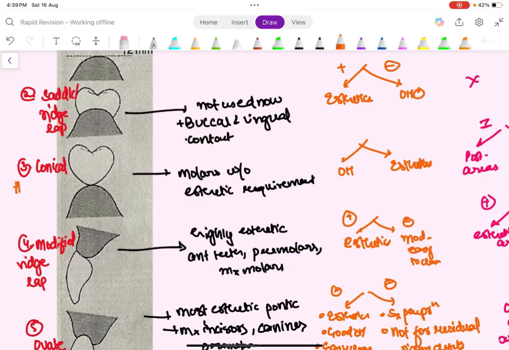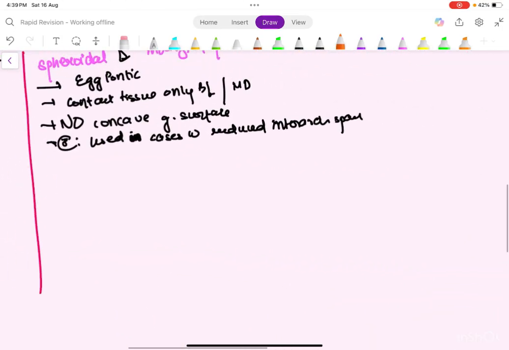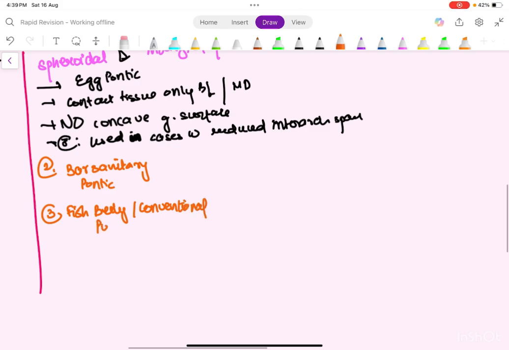Now over here in conical, I want you to know that it has certain names also, like it is also called heart shaped Pontic, then bullet shaped Pontic, dome Pontic. Now the others are, we have bar sanitary Pontic, then there is fish belly Pontic, fish belly or conventional Pontic. Then we have barrel or arc FPD.